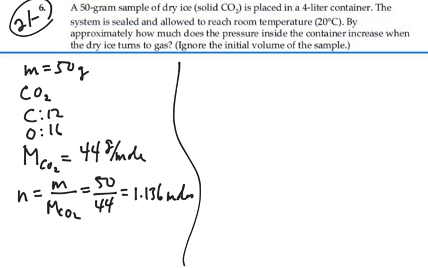Alright, we have a closed container, and there might be a pressure in this container, but as this dry ice sublimates into extra gas, whatever additional pressure we have in this container is going to be due to just the CO2 gas that's been produced. So our change in pressure is going to be the pressure due to this gas.